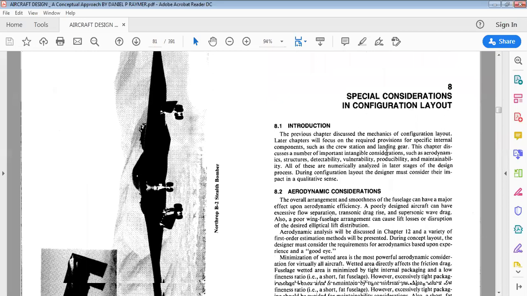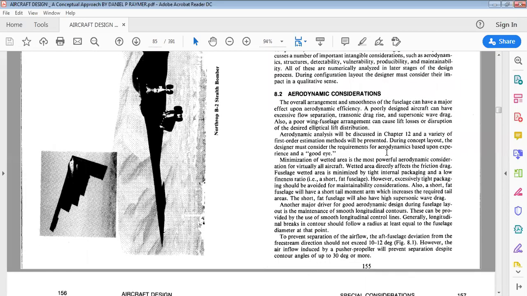Here in the aerodynamic considerations, the overall arrangement and smoothness of the fuselage can have a major effect on aerodynamic efficiency. If the turbulence is higher, losses will be higher. A poorly designed aircraft can have excessive flow separation, so the flow separation should not be there. Flow separation should not occur at an early stage, so we have to delay the flow separation in such a way that we get aerodynamic efficiency.